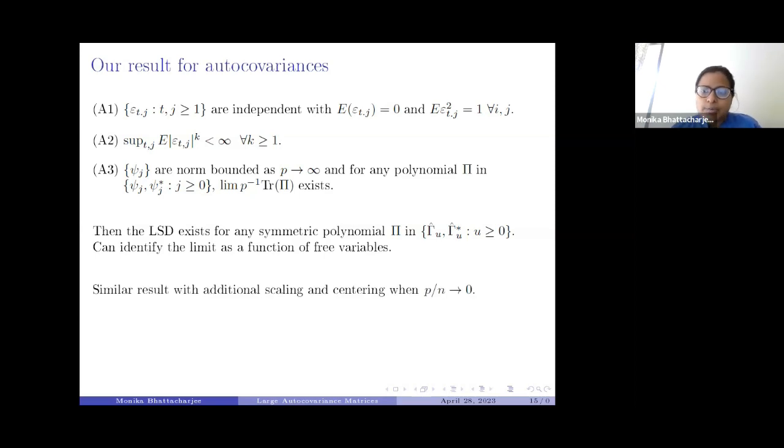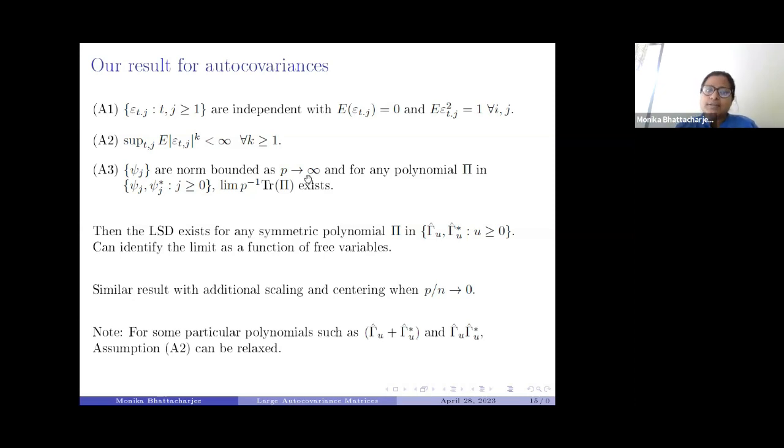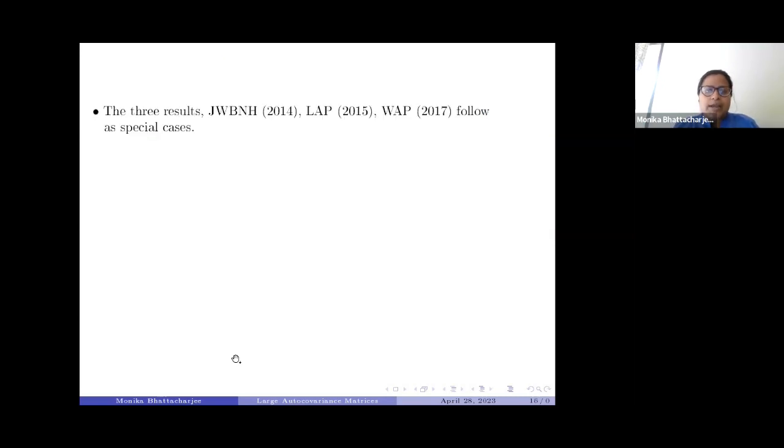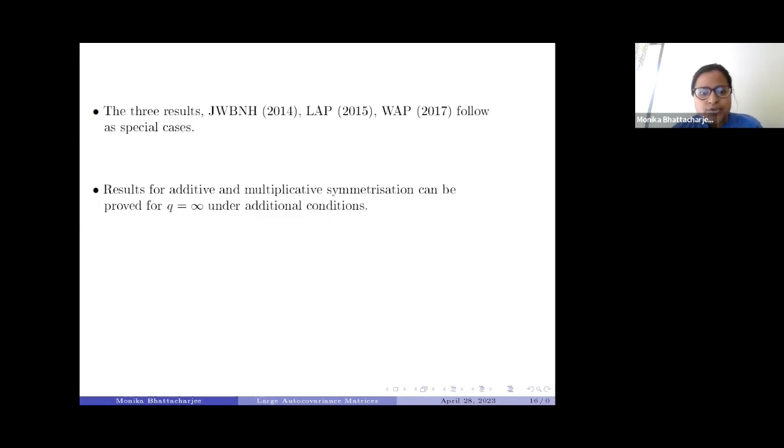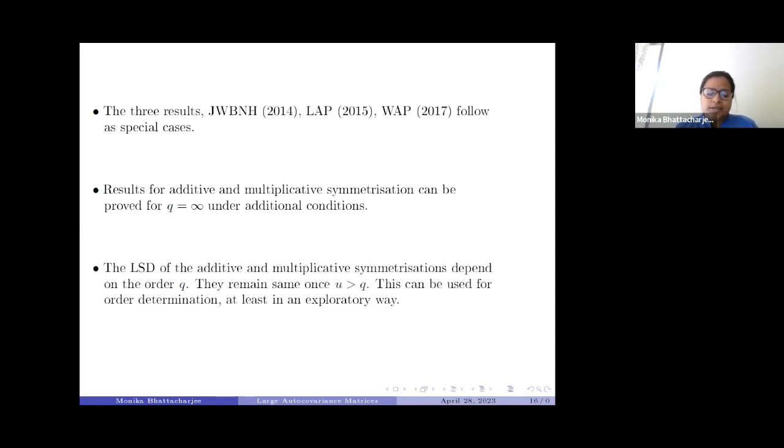A similar result for p by n going to 0 is there, but we need additional centering and scaling. We can relax assumption A2, because for the symmetric sum we need only the 4th order moment, and for the symmetric product we need only the 8th order moment. All the previous results that we discussed follow as special cases of our result. For q equal to infinity we can also deal with it, but only for symmetric sum and symmetric product. And this result I have already discussed, this identical behavior that we already saw in the simulations, can also be proved technically.